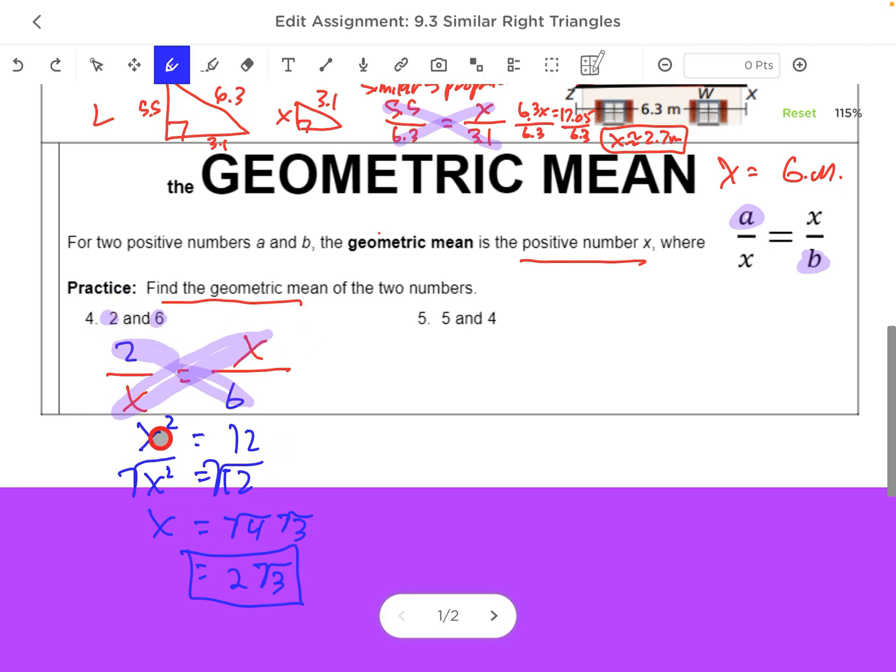So since we have a squared term, we're just going to simplify what we practiced. All right, so see if you can set this one up the same way.